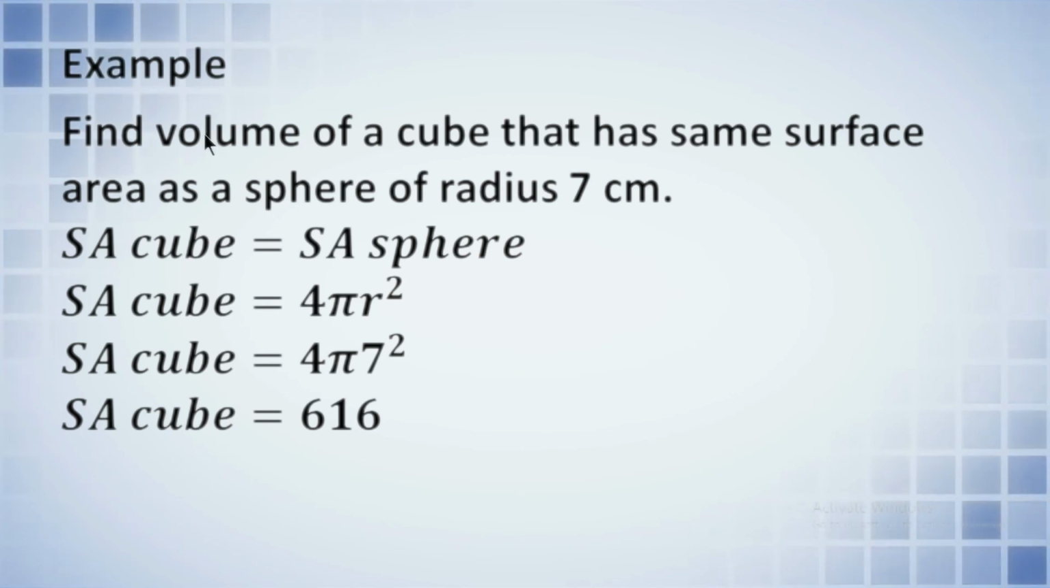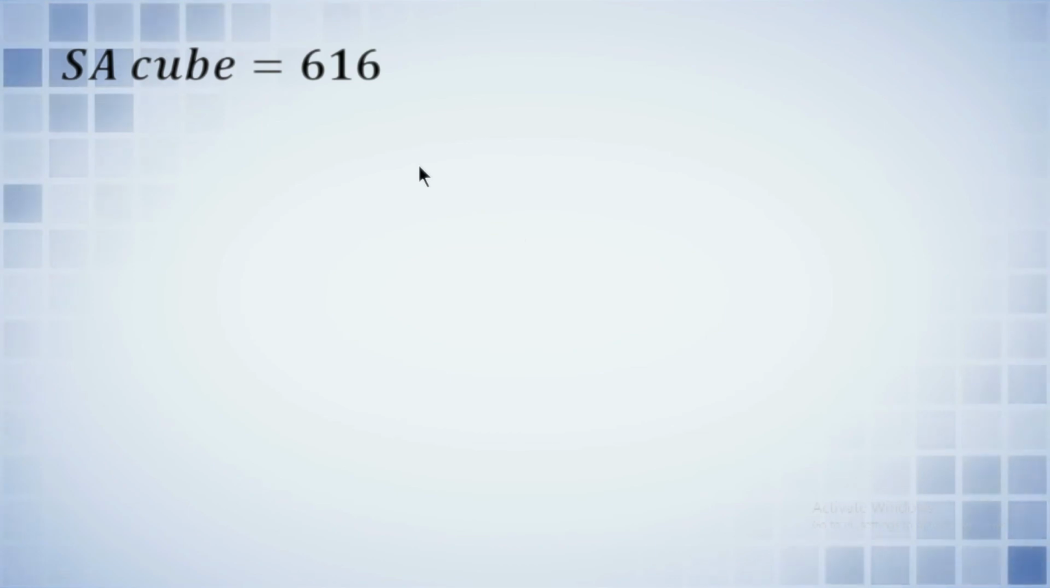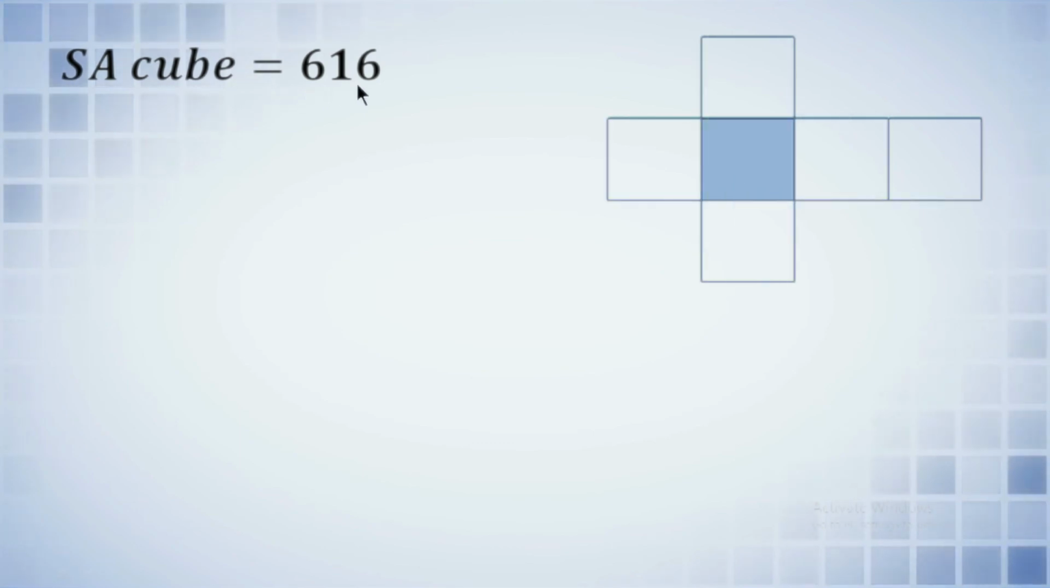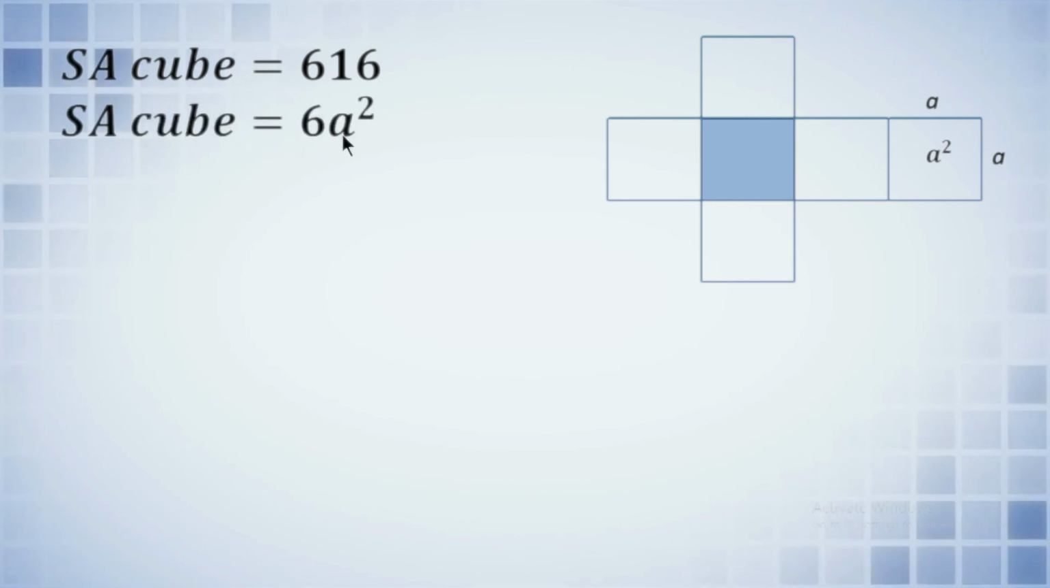The problem asks for the volume of the cube. So we know that the surface area of the cube is 616. So this is the net for the cube. Actually, the cube is constructed by 1, 2, 3, 4, 5, 6 squares. Let's say the side of the square is A. So the area of one square is equal to A square. Since there are 6 squares and each square equals A square, the surface area of a cube equals 6 times A square.